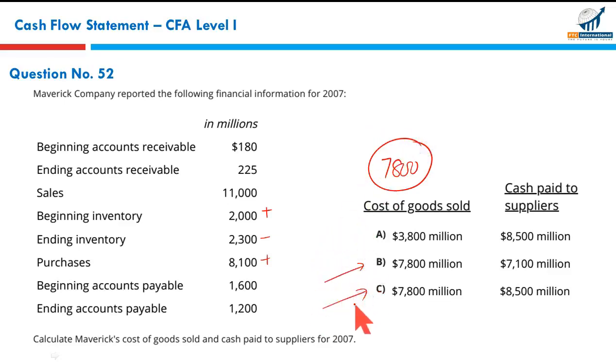Now this is something that we need to do in a very proactive manner. Cash paid to suppliers. There are two ways we can do it. You need to focus, gentlemen. It's a point where most of you get confused. There are two ways we can do it.